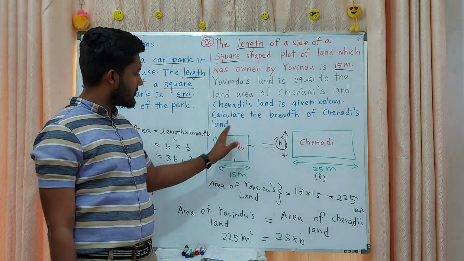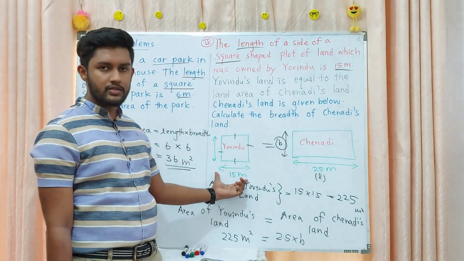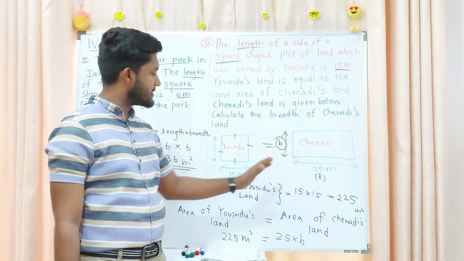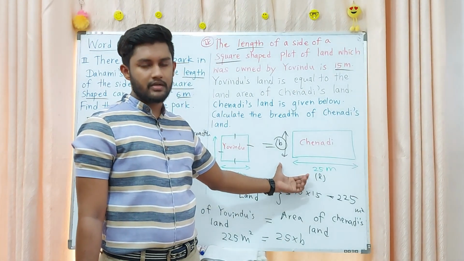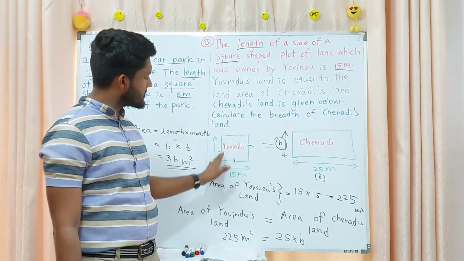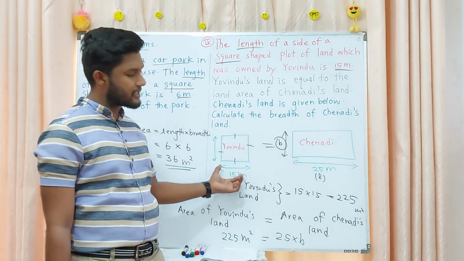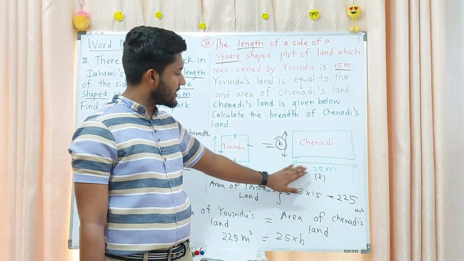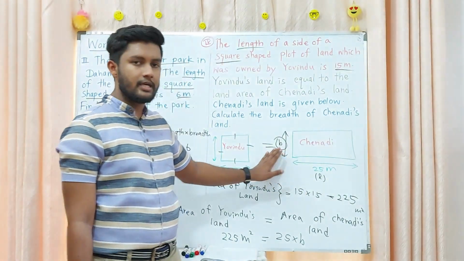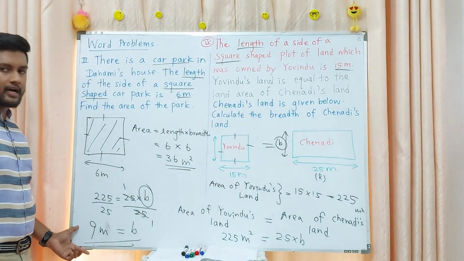Here one length they have given in Yovidu's land. The difference between the two lands is that this is a square shape and this is a rectangular shape, right? Then here all the sides are equal, so we can calculate the area. Here all the sides are not equal. Length into breadth, length is 25 into B. We calculated and got the answer.